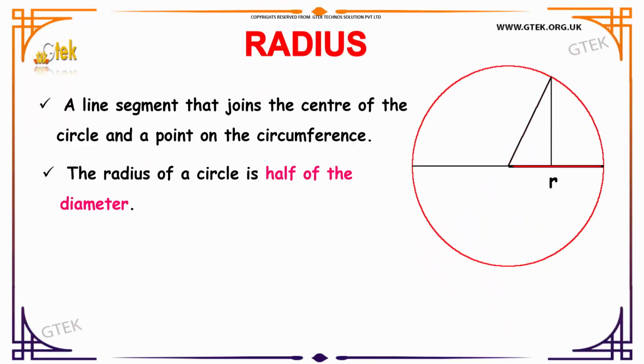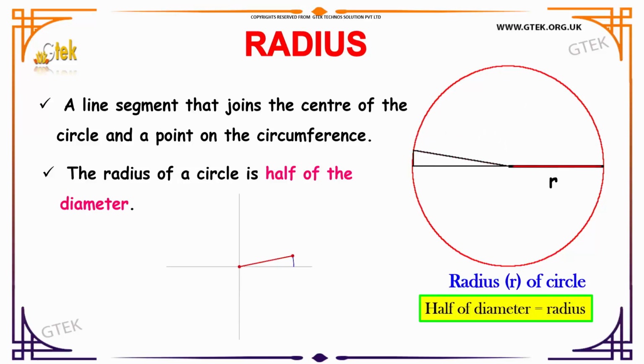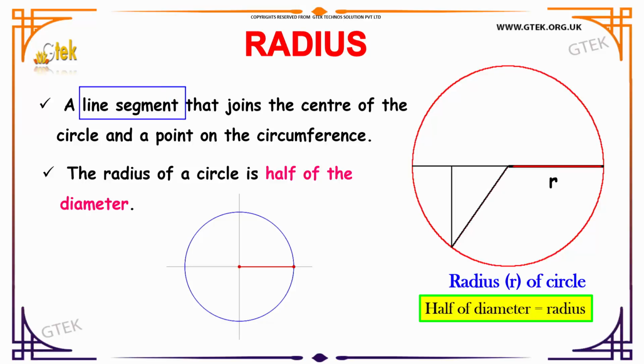Next we are going to see about the radius. Radius is the line segment which joins the center and the point on the circumference. It is denoted by R. So this line segment joins the center of the circle with every point on the circumference.